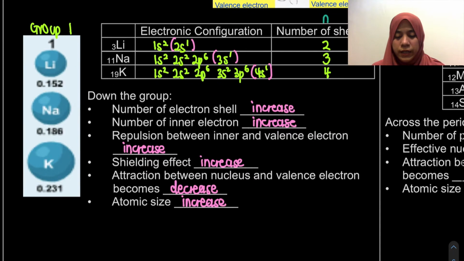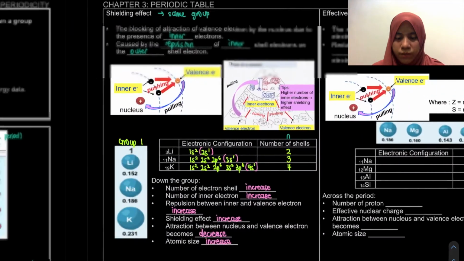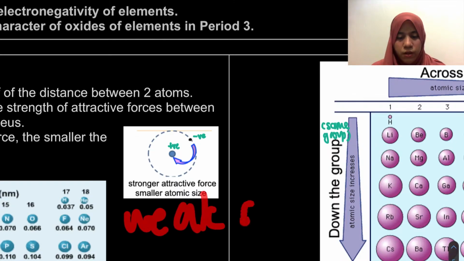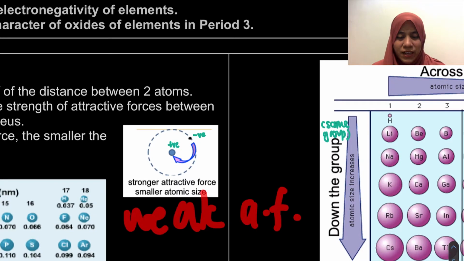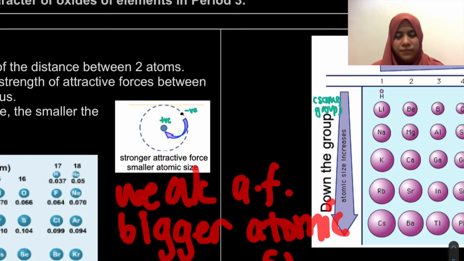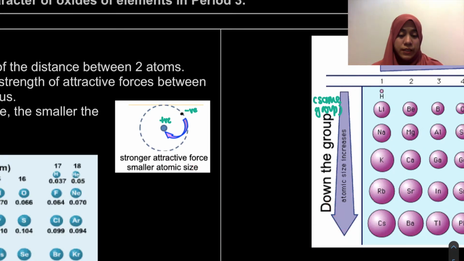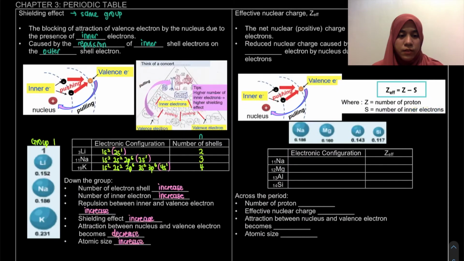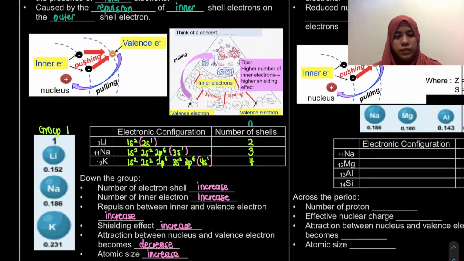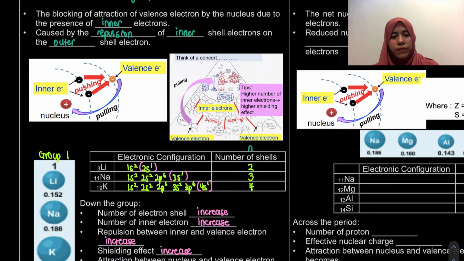Okay, remember that as mentioned before, if the attractive force is strong, then we will have a smaller atomic size. Kalau we have weak attractive force, we have a bigger atomic size. Okay. So that is actually for the case of shielding effect for down the group. This is involving elements for the same group.